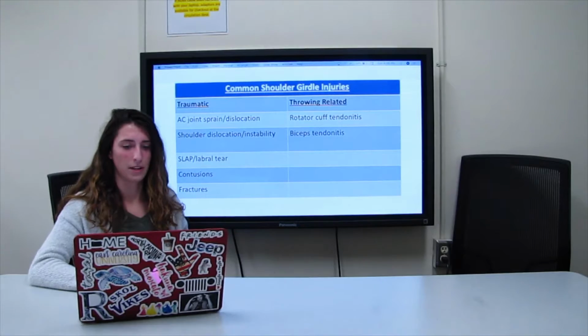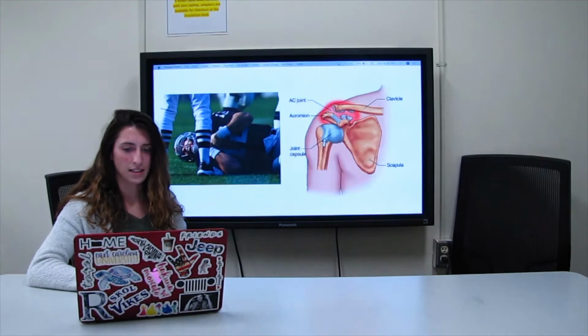On the traumatic side, we have AC injuries. AC injuries are consistently among the most commonly reported injuries in professional football. Injuries to the AC joint commonly occur following direct force to the superior or lateral aspect of the shoulder.